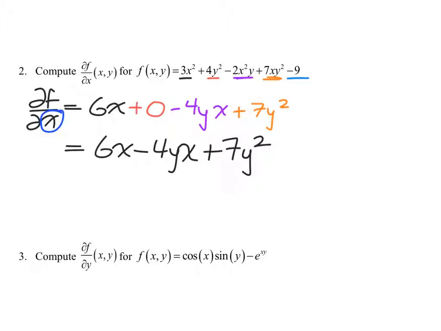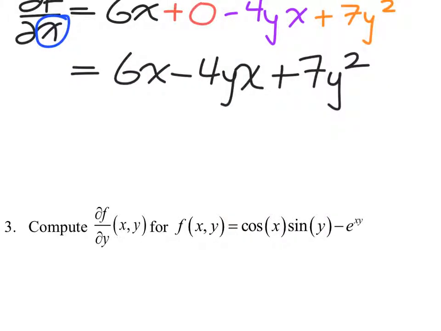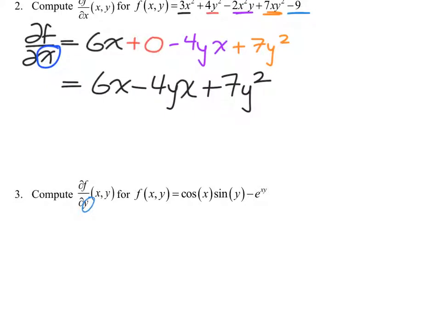So you just have to be careful and constantly remind yourself what it is you're taking the derivative with respect to. In this case, in number 3, we're taking the derivative with respect to y. So the partial of f with respect to y. I got this guy, and then this one, which is a little bit more interesting. With respect to y, what would be the derivative of cosine x sine y? Cosine x cosine y.